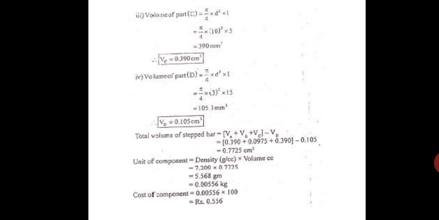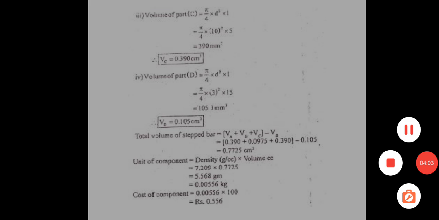And the hollow part in the center, D. Volume of part D is equal to pi by 4 into d square into L. Here L is 15 mm, the total length throughout. So pi by 4 into 3 square into 15 mm length, where D is 3 mm diameter. So it is 105.3 millimeter cube. We divide by 1000, and you get the volume of part D as 0.105 centimeter cube.